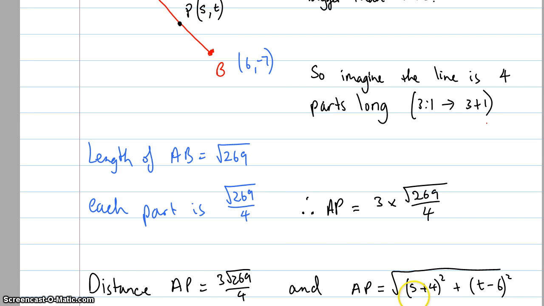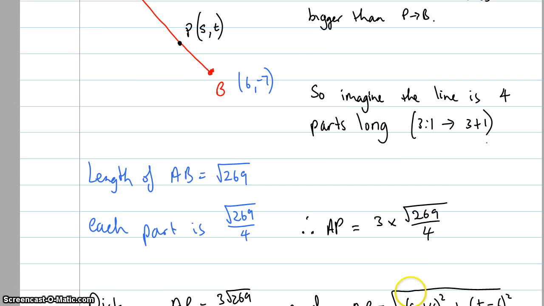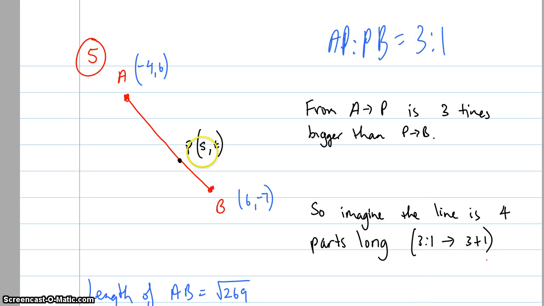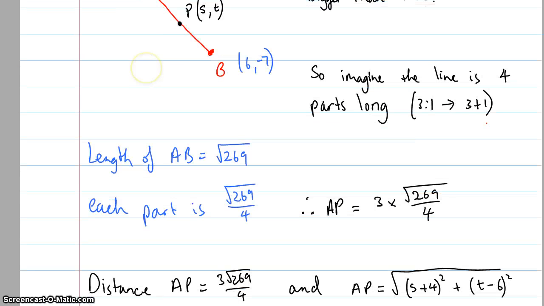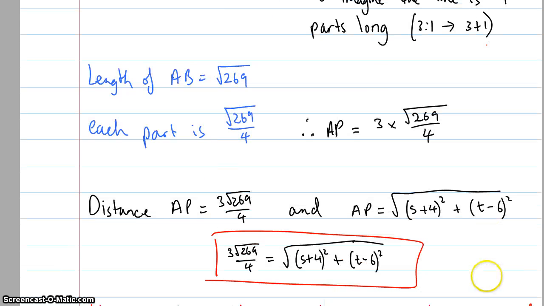And then I'm just going to find out the distance AP in terms of this point S. So I'm going to do this minus this squared plus this minus this squared, and then do the square root of all that. So just the Pythagoras theorem. And then I'm going to say that here actually equals this over here. So I get that. That's my first equation.